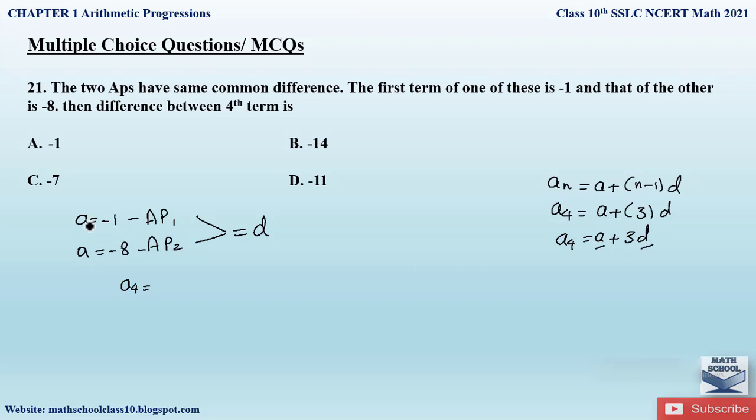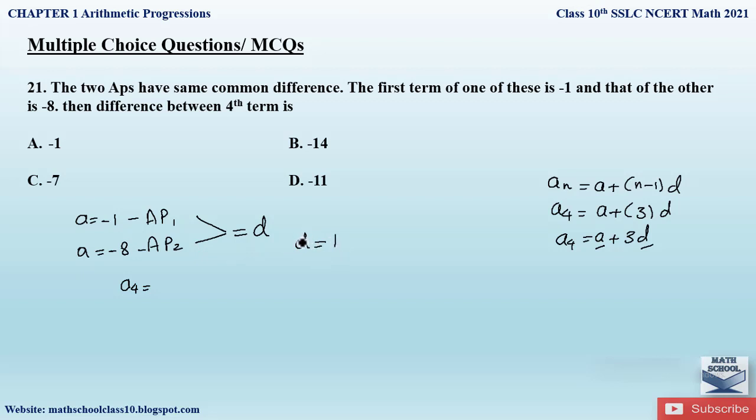From the given question, we know the a value, but we should know the d value as well. Since they are saying that d is same for both the APs, let us assume the d value to be a minimum value. Let it be equal to 1.